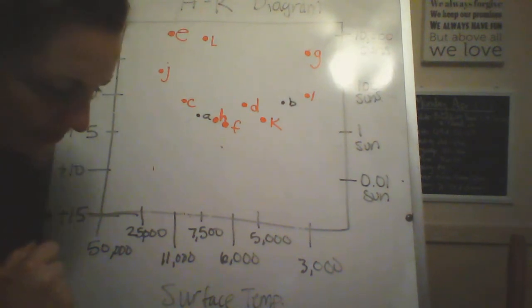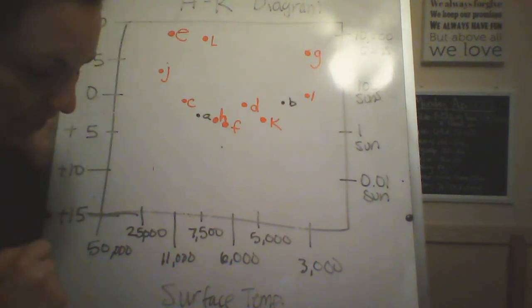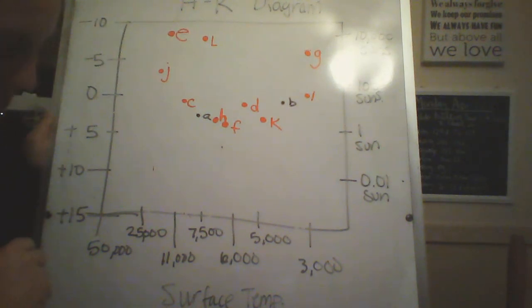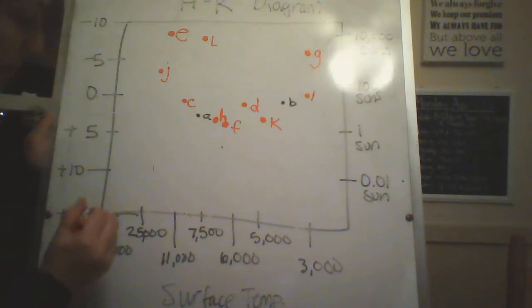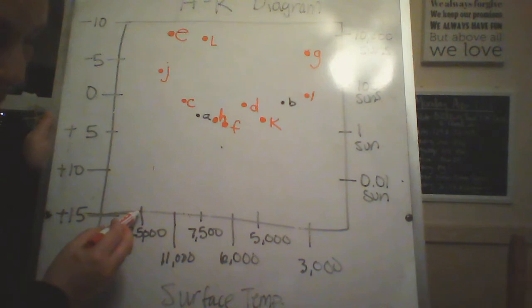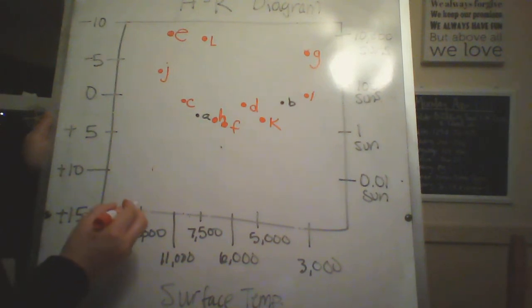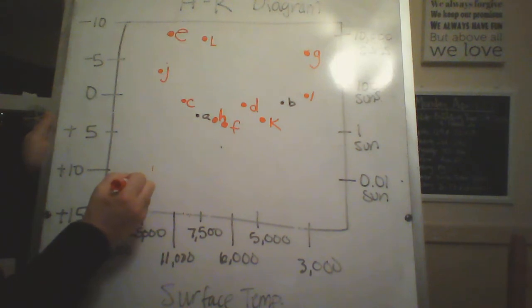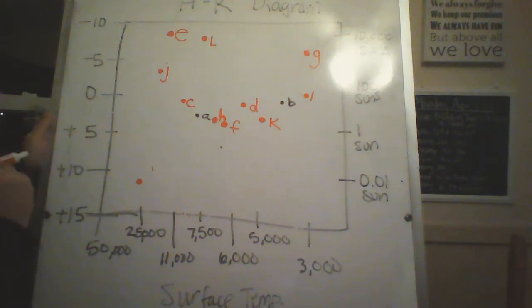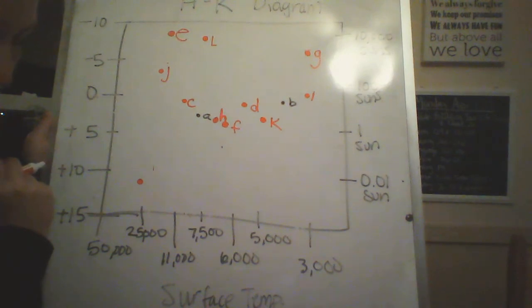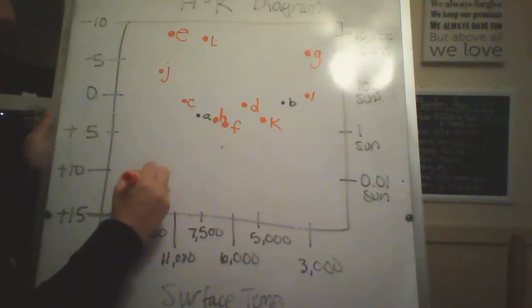After L, we have Sirius B, which we're going to be labeling M. So Sirius B is 25,000 Kelvin in temperature. And then we're at positive 11.33 absolute magnitude. So we're way down here. So we're about right here at 11.33 absolute magnitude, and we're going to label that M.